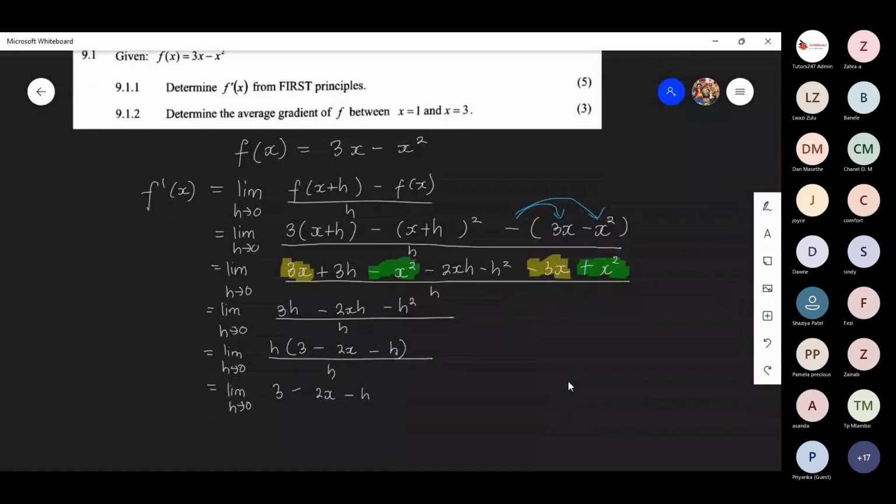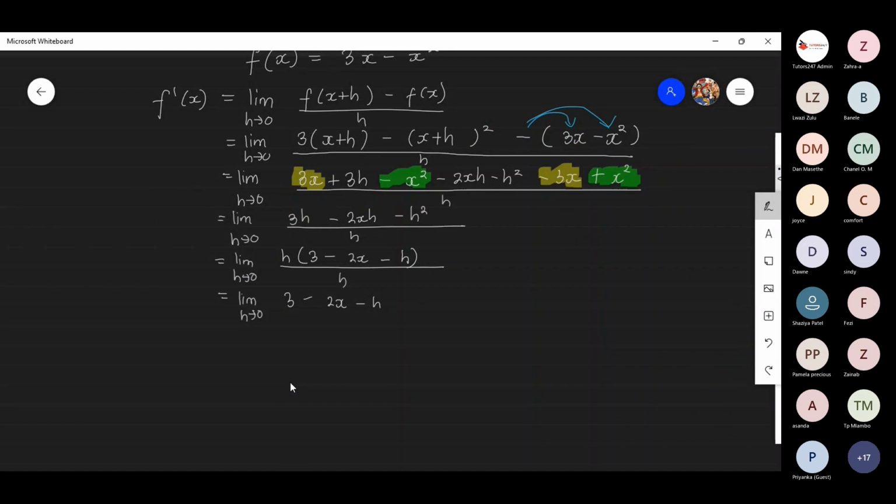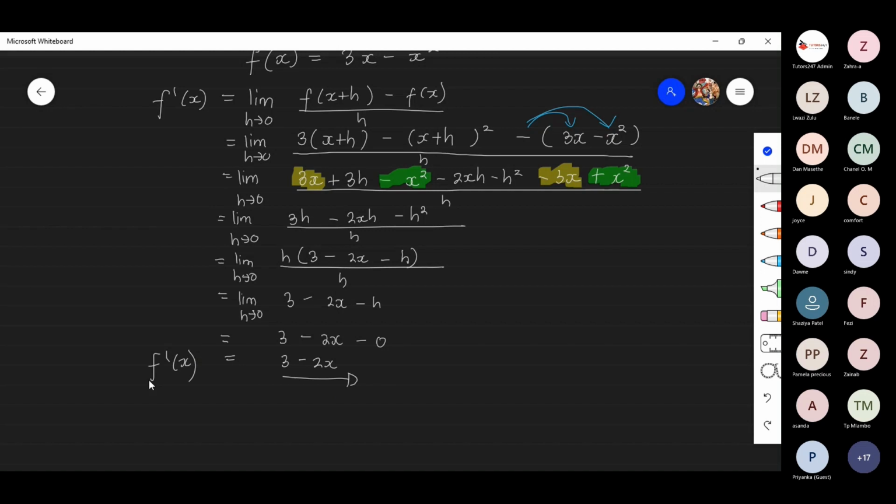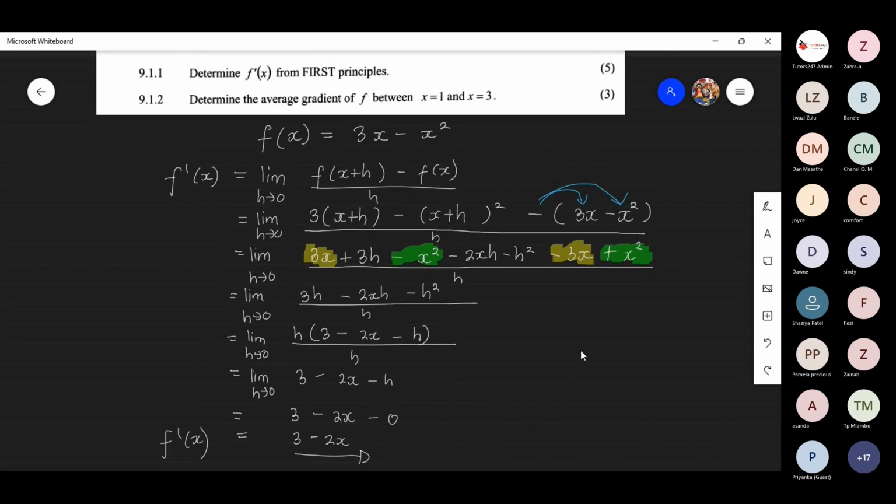From here, we can now substitute h. So because we are substituting h, we are now going to not write our limit part. So that is then going to be 3 minus 2x minus 0. And that will therefore give us 3 minus 2x as the limit of f, or as the first derivative of f, rather. Okay, so that was how we found our first derivative.